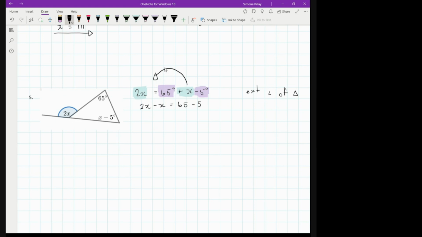And here there are two terms with variables, so I want to get both of those terms on one side. So I moved my x over and then it solved everything for me. I have all my x's on one side and all my constants on the other side. Do you see that? Cool. So 2x minus x is equal to x, and 65 minus 5 is 60. 100%.